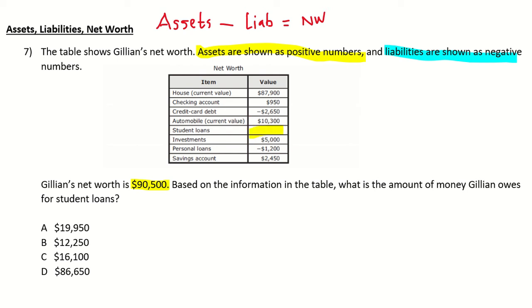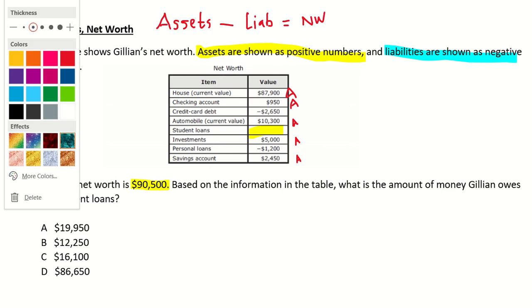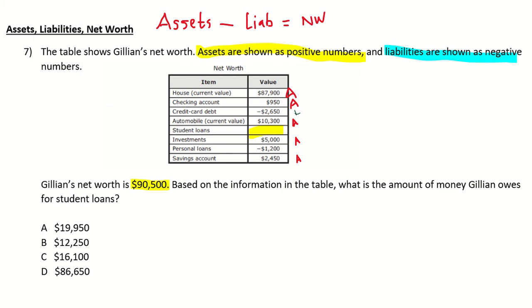Let me label in this chart what the assets and liabilities are. They've already kind of told us that assets are positive numbers. So I'll put an A, A, A, A, and A. And the liabilities are that one, that one. And of course, we are missing student loans. Student loans, that's a loan you're paying, that would be a liability, but we'll get to that later.